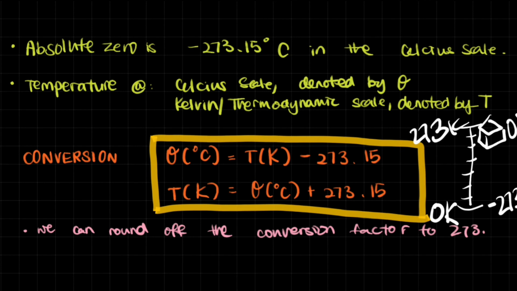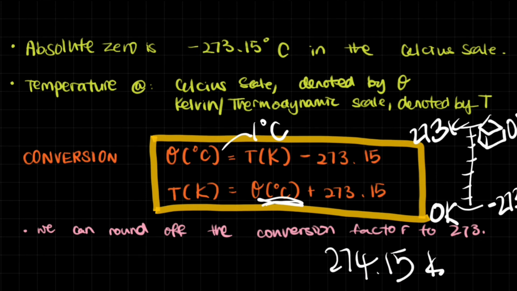For example, let's say some water is at 1 degree Celsius. In the Kelvin scale, just use this formula right here, it's going to be 274.15 kelvins. As you can very much tell, 1 degree Celsius is going to be 274. So this is pretty much common sense, and as long as you understand it, this is strictly unnecessary. We can also round off the conversion factor to 273, so you don't have to put the 15.